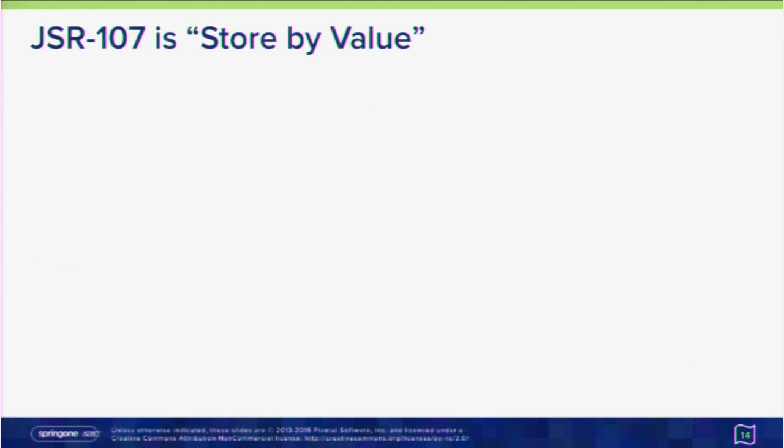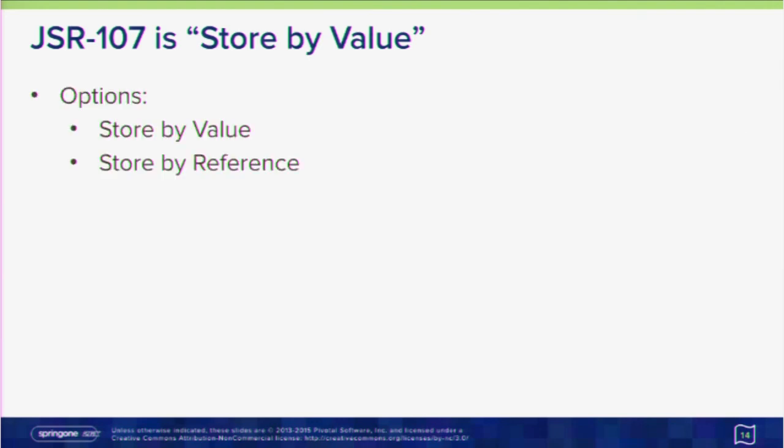One important caveat for me to mention here. JSR 107 is store by value by default. JSR 107 gives you two choices. It's a Boolean, store by value. Do you want store by value or don't you? And so it interprets that as you want store by value or you want store by reference.